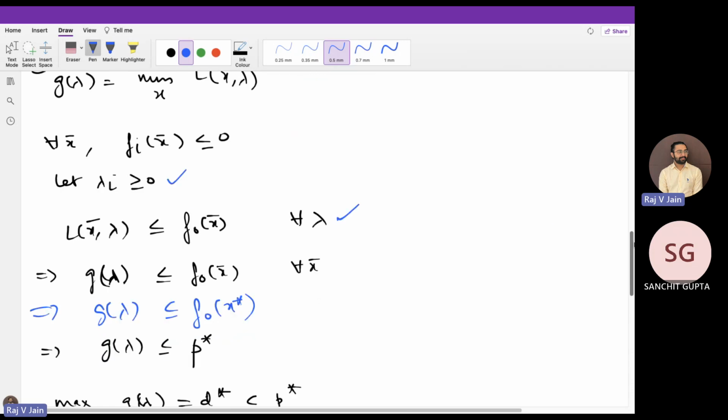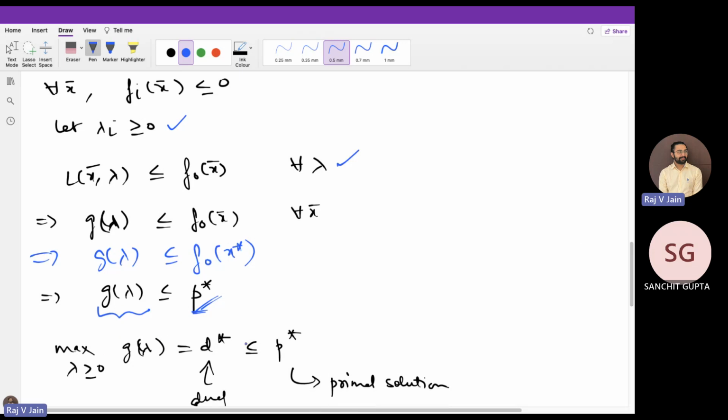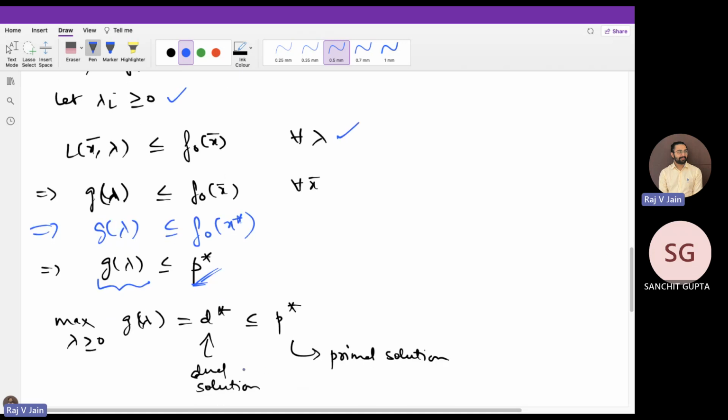F naught of x star is given as p star. So now what we're doing is trying to maximize a lower bound on this p star. We have lower bounded the optimal value with a function, so we increase the lower bound as much as possible. If I find the maximum, let's say its value is d star. This d star is called the dual solution, and p star is called the primal solution.